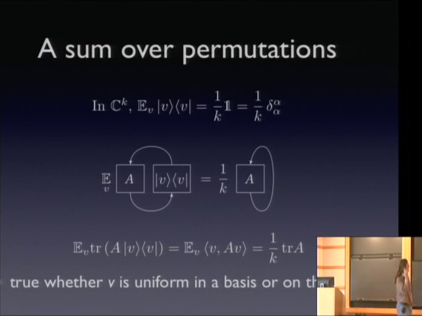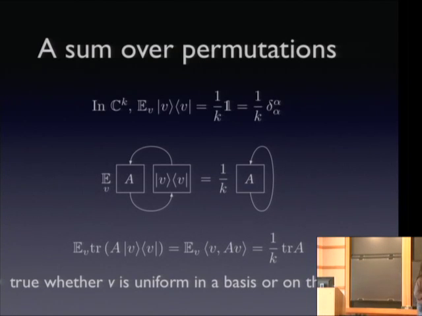All right, so how are we going to change this into a diagrammatic form? Well, in k-dimensional space, the expectation of a vector's outer product with itself is 1 over k times the identity matrix. And that's true if v is uniform in an orthogonal basis, but it's also true, nicely enough, if it's chosen on the sphere, and that's one form of Schur's lemma, if you're familiar with that.